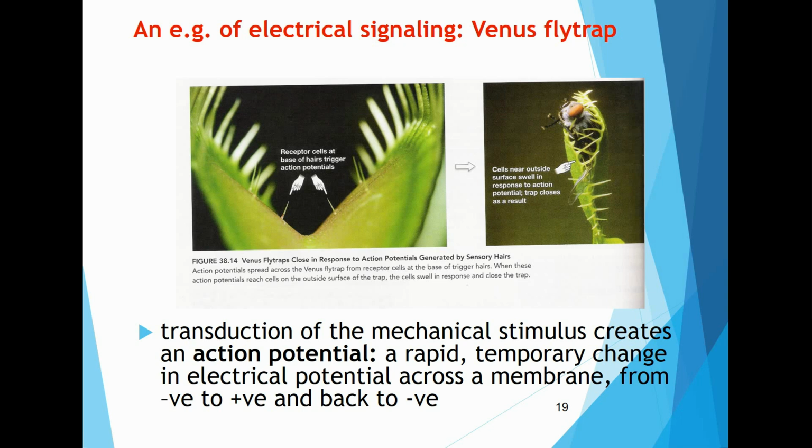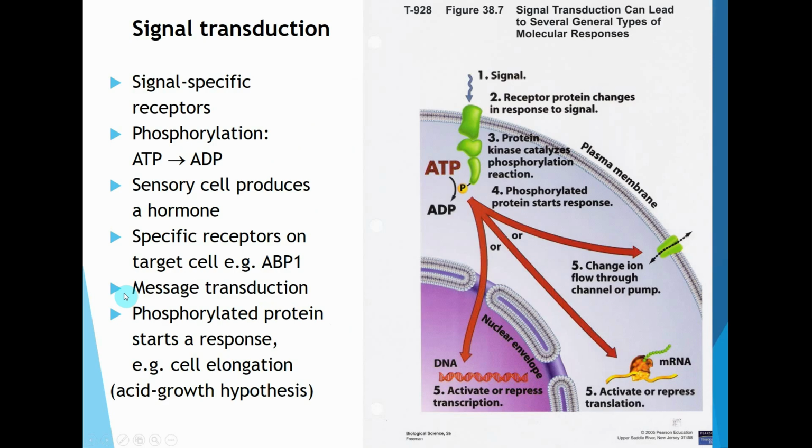So it goes from negative to positive, back to negative. You've got this. So remember, you are negative here, positive there. The fly, he lands, he bumps. All of the positive ions start gathering here.